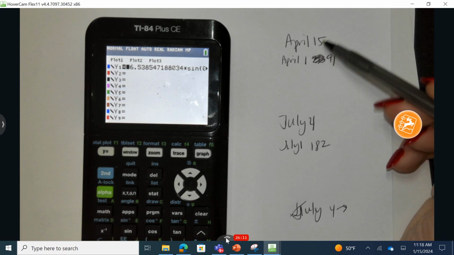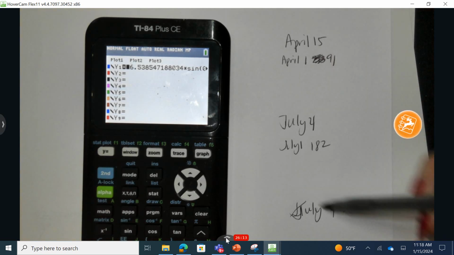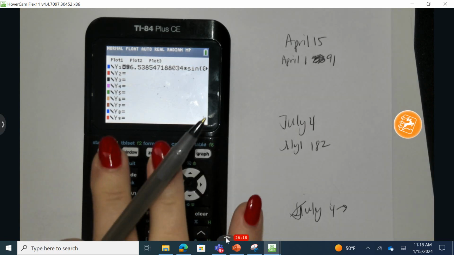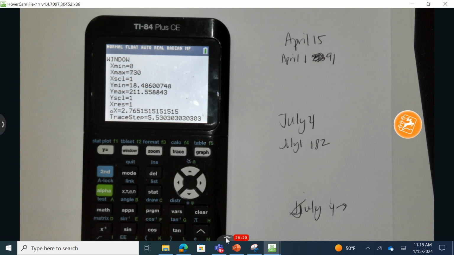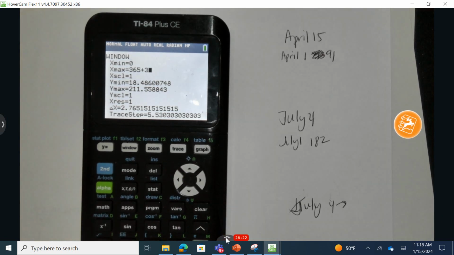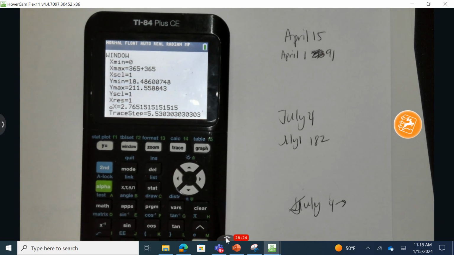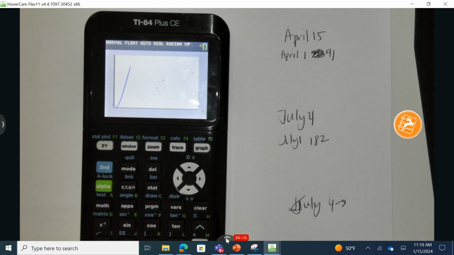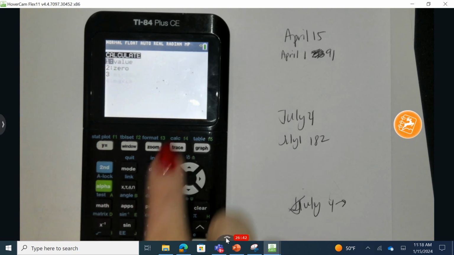Now, I know that 365 days is 1 year, but I want to go at least 2 years because it's asking about the following year. So I went up here and I took 365 plus 365 so I can go out as far as input values of 2 years. And then I did a zoom fit. Our output will tell us a prediction of how many people are using the pool, and we'll round to the nearest whole number.